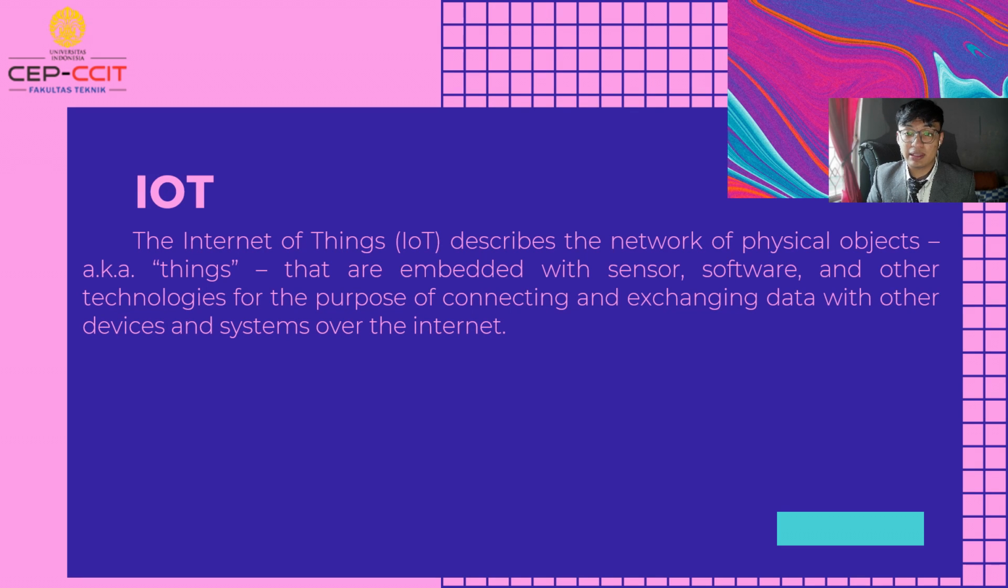IoT can be applicable in many situations, like consumer applications such as smart home, organizational applications such as transportation, even industrial such as manufacturing or food.